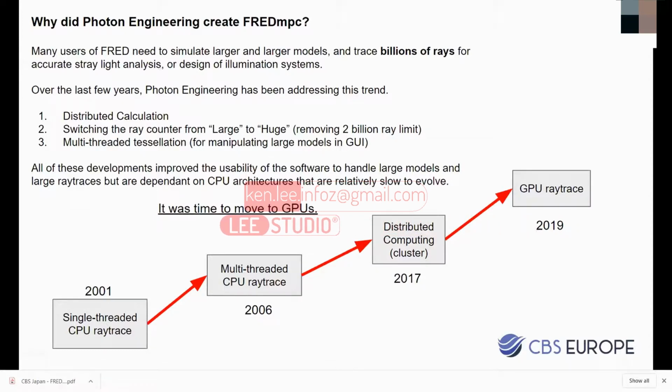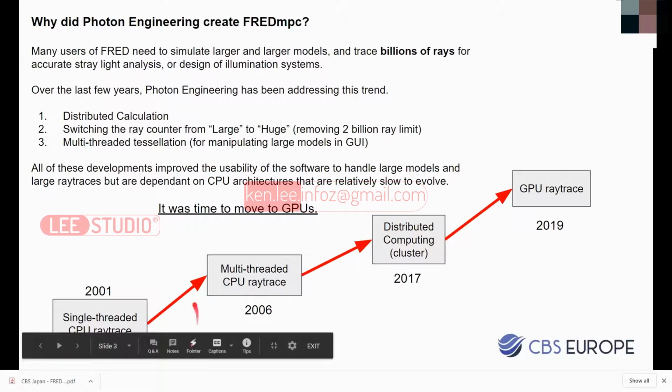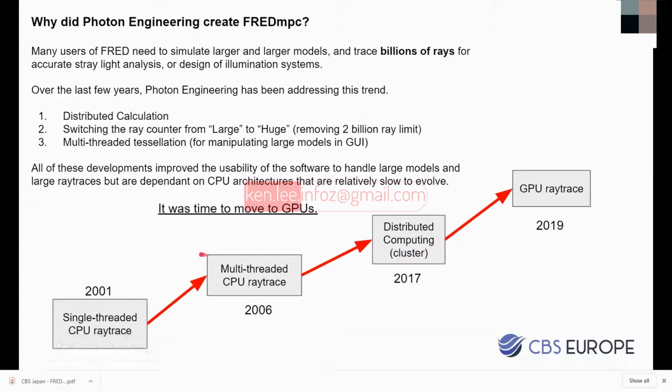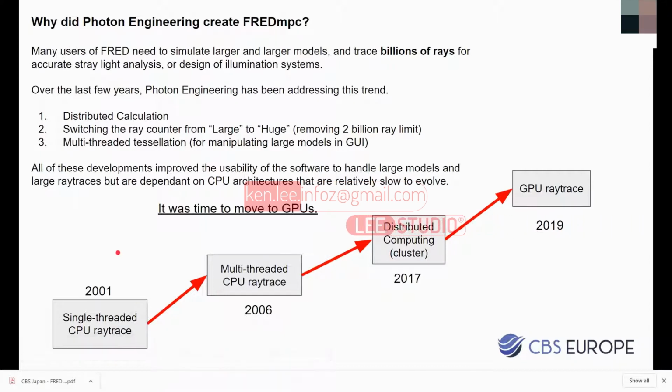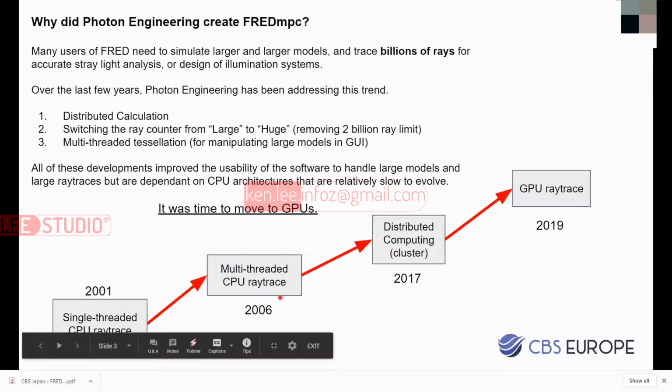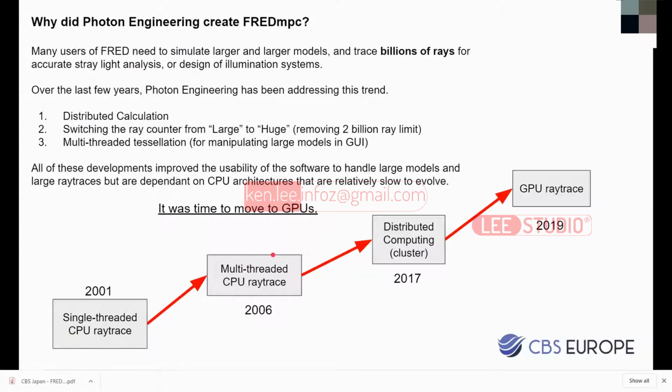And the diagrams at the bottom here just show you the evolution of FRED. So in 2001, when FRED was first released, version 1, it was actually a single-threaded CPU ray trace. And then 5 years later, for version 5 or 6, it became a multi-threaded CPU ray trace. Then in 2017, you were able to do the FRED calculation on a cluster, essentially distributed computing. And then finally, at the beginning of 2019, being able to do the GPU ray tracing.